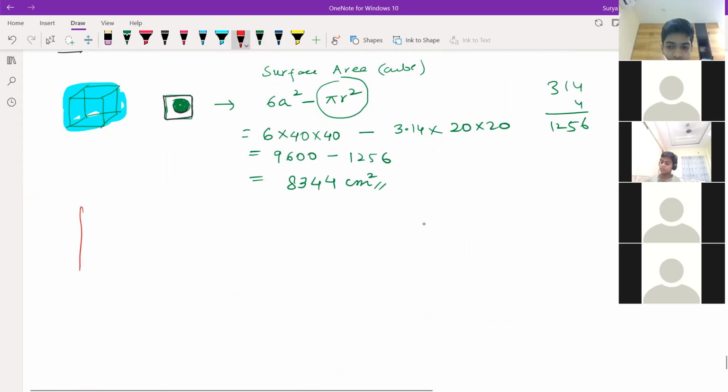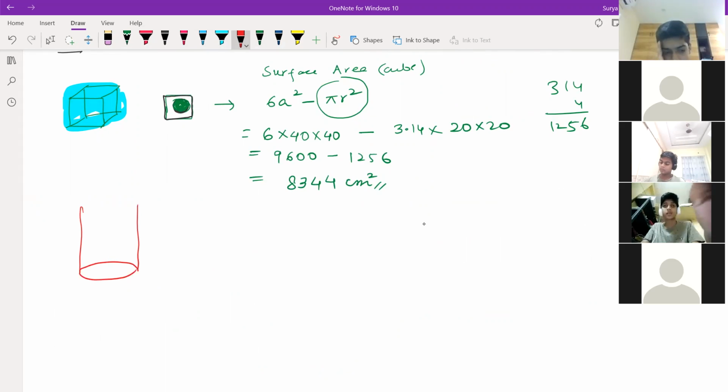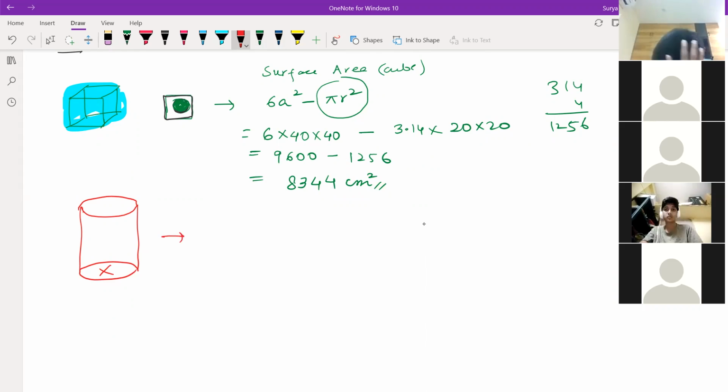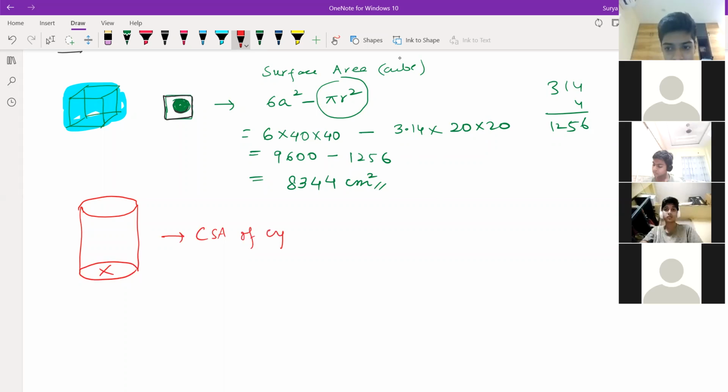The cylinder part, if you see, children, all of you, so everything we have to find, we don't need to find this one, because this also we can't touch. So what is the total surface area? Or only you can write here curved surface area: 2 pi r h minus 2 pi r square. So CSA of cylinder plus pi r square.